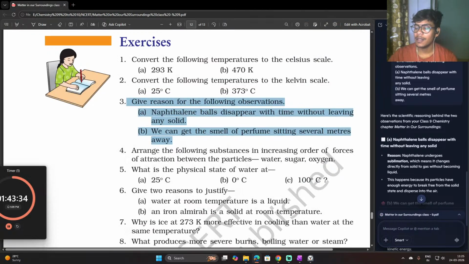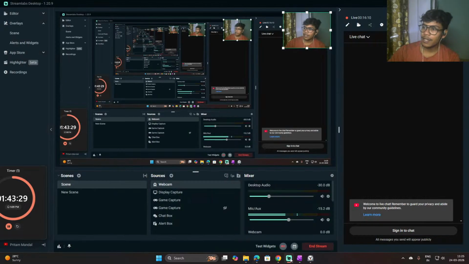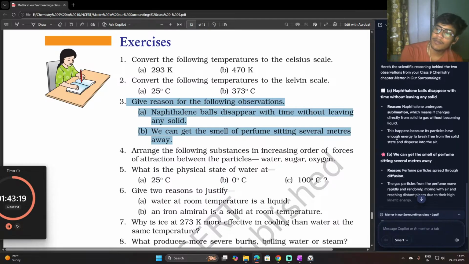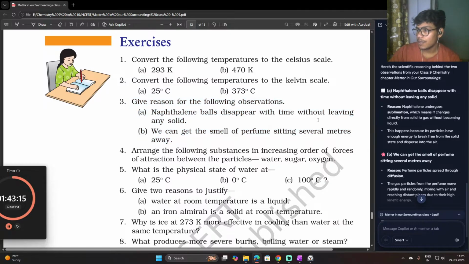What's happening? So they have already given us the answer. Let's see what they're saying. Naphthalene balls disappear with time without leaving any solid because naphthalene undergoes sublimation. So now, you got the sublimation.